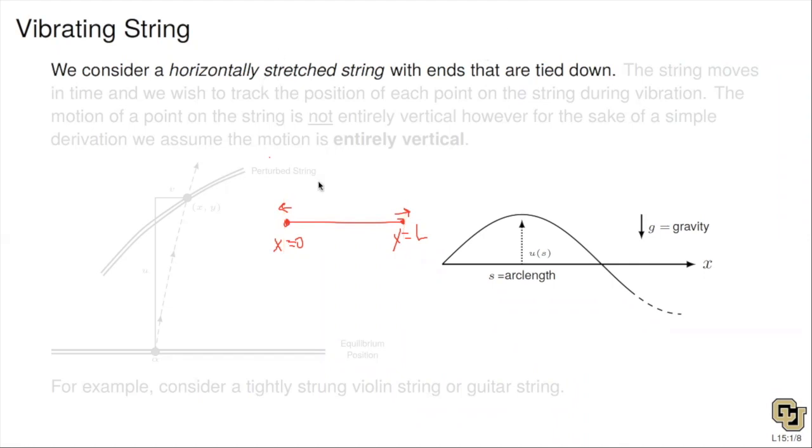Now imagine we pluck this string, maybe with a guitar pick or your finger. You pull the string up and then you let it go, and then it goes up and down, up and down, up and down. The string vibrates now.